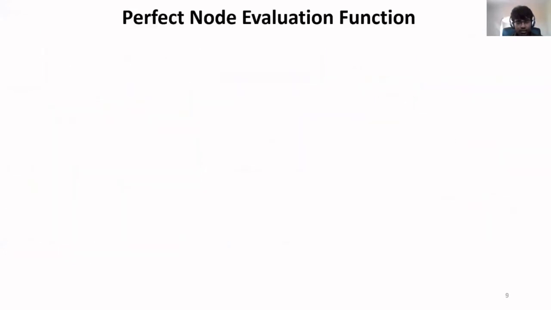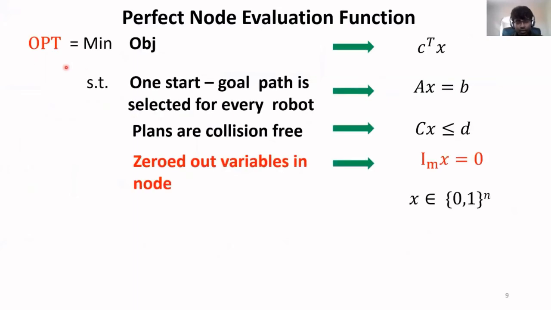Now, since our goal is to construct a good node eval function, let us first look at the value that a perfect node eval function must return for some input search node, and let opt denote that value. Now, opt is equal to the optimal objective value to this problem shown. The problem written here is identical to the MAPF problem plus the constraints in that search tree node. Now, a good node eval function is one that is capable of outputting a value that is a tight lower bound to opt.